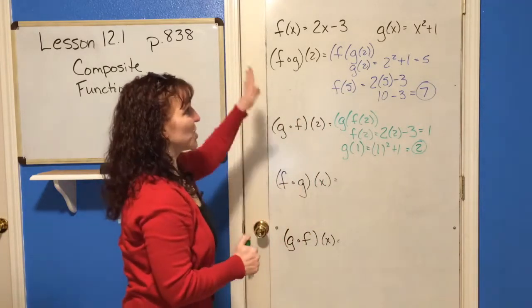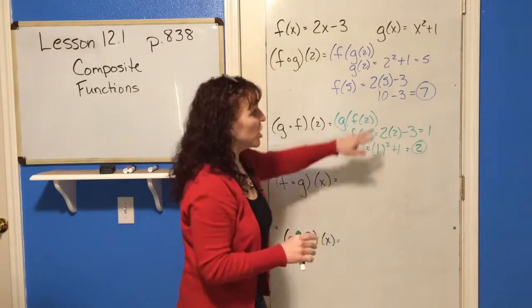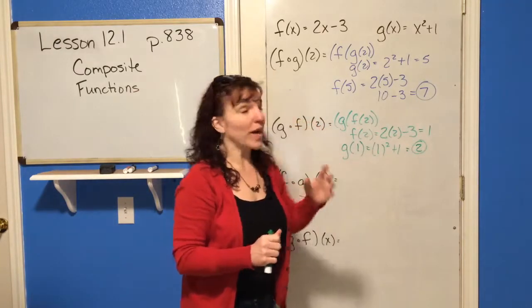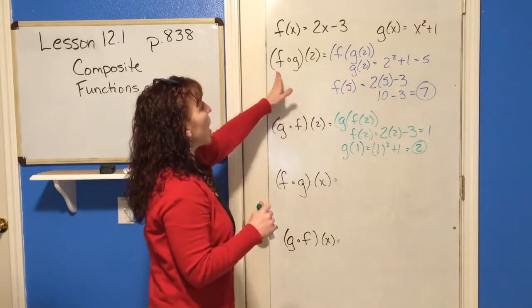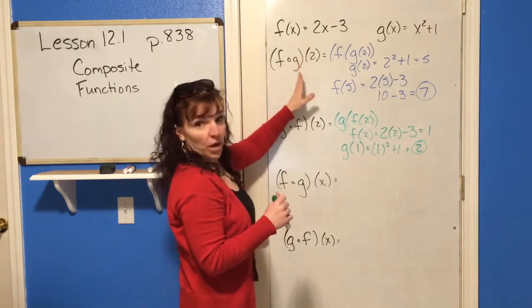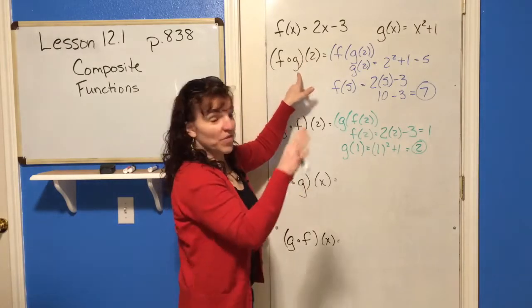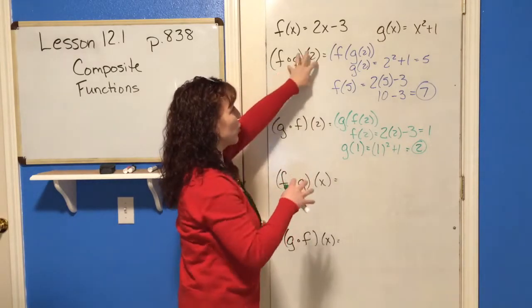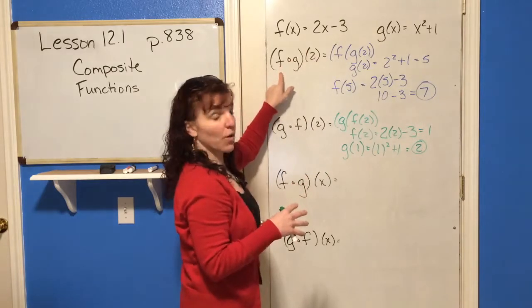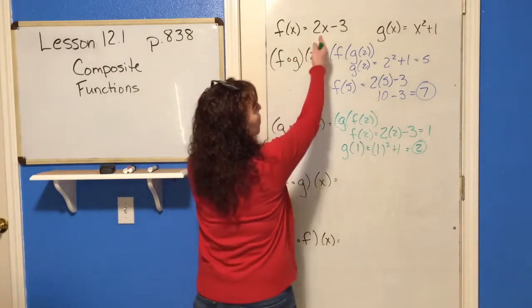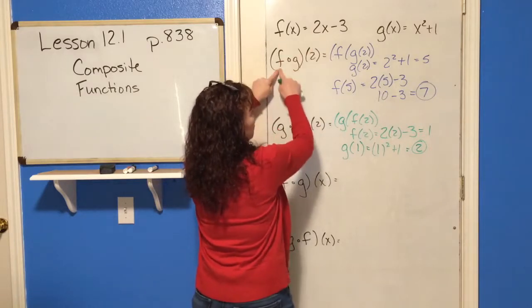Do you see how we used the same functions, but by changing the order, we got different answers? So the order will matter. What you're going to do is take the inside one and figure it first. Then you move outward and take whatever answer you got there and do the function of that. You plug it into the rule that I give for that specific function.